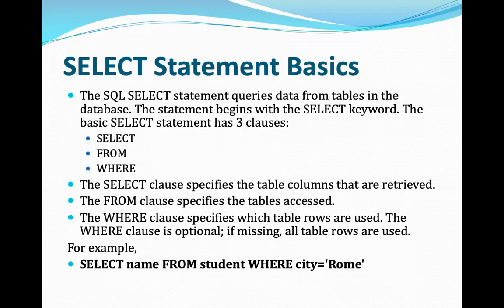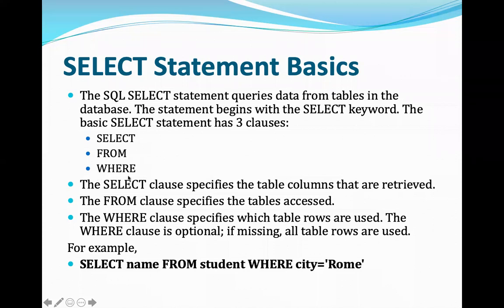Now under the select command, we have three clauses: select, from, and where. The select clause specifies the table columns that are retrieved. So with the help of the select command, we can retrieve the columns. Whatever column we want to retrieve, we write under select. Now under the from clause, we specify the table, so which table we want to access, that table name will be written in the from clause.